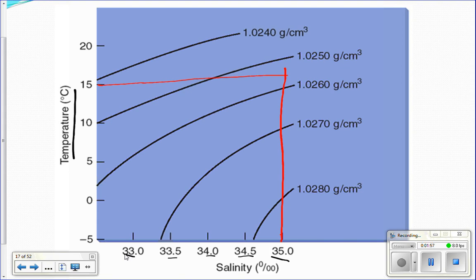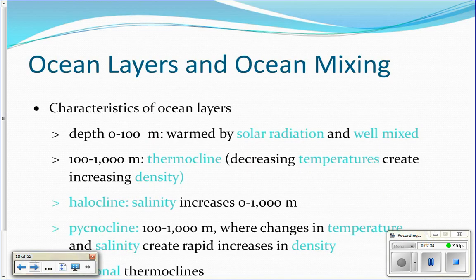So you can use this TSD chart to tell the densities of water. If you go to less salty water down here at 33 parts per thousand and warmer water up here at about 20 degrees, the density of that water is going to be approximately 1.024 grams per cubic centimeter, whereas the saltier, colder water is going to be 1.028 grams per cubic centimeter. So it'll be much more dense if it's colder and saltier. The ocean will actually separate into layers based on these different densities.